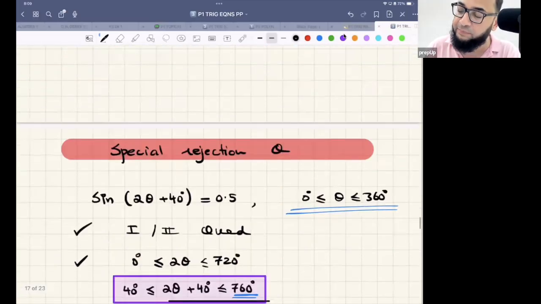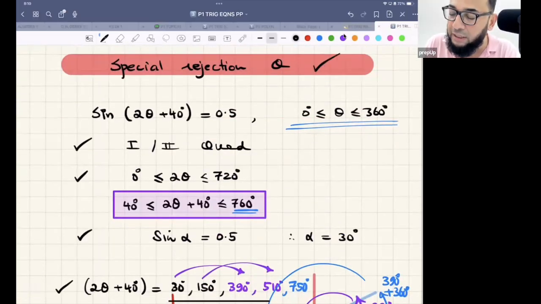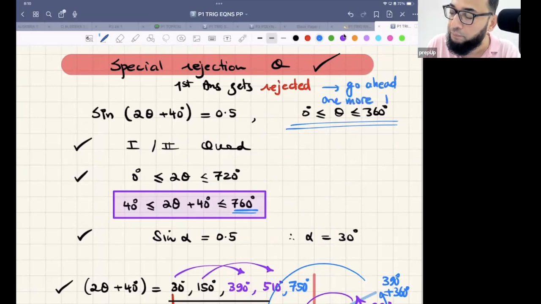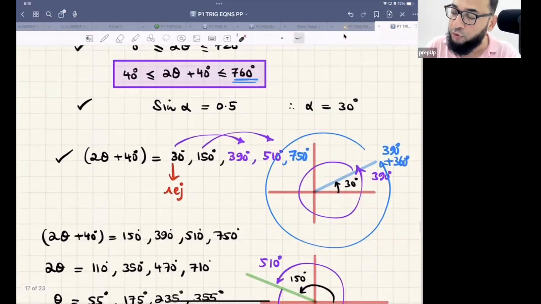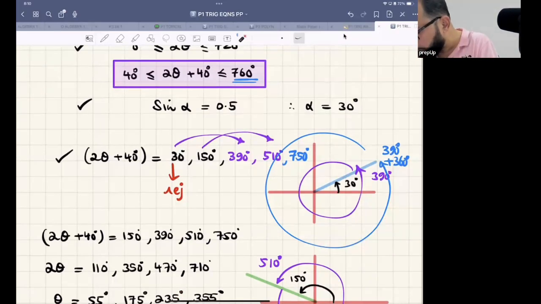So this is a very, very special rejection question in which the first answer gets rejected. When it gets rejected, the solution is go ahead one more revolution. So this is one more revolution that you go. One more revolution means what? You have to add 360 degrees more. So this is the special one. And I hope this is all good.